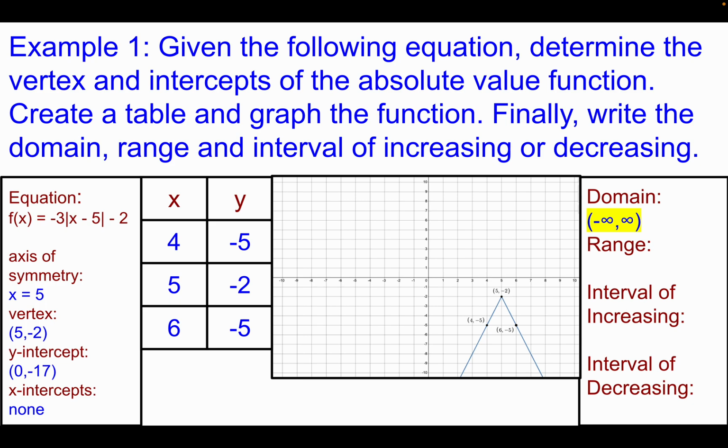Domain: negative infinity to infinity. That's true for all of these absolute value functions. The range will go from negative infinity to negative 2. Negative 2 is the highest point on our graph. Remember that we need to use the bracket to include negative 2. Interval of increasing: it looks like it's increasing from negative infinity all the way to 5. And then it's decreasing from 5 to infinity.